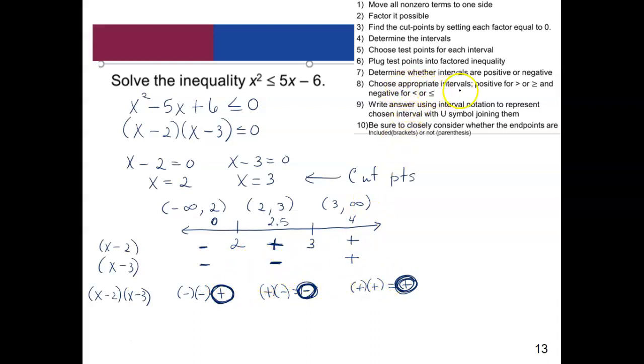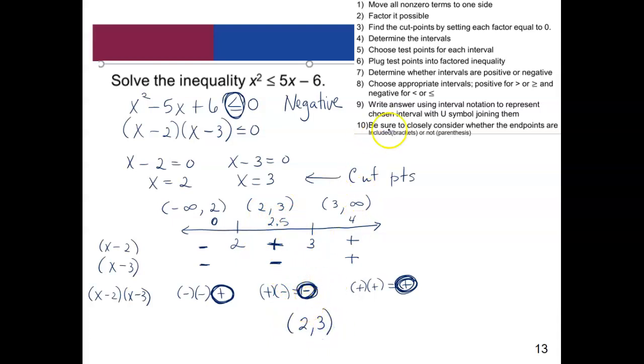Okay, we want to choose the appropriate intervals, positive or negative, based on our problem. So when I look back up here, I see that I'm working with less than. So less than indicates that I'm looking for my negative intervals. Okay, so my negative interval is this interval here in the middle. So my answer is basically going to be from 2 to 3.